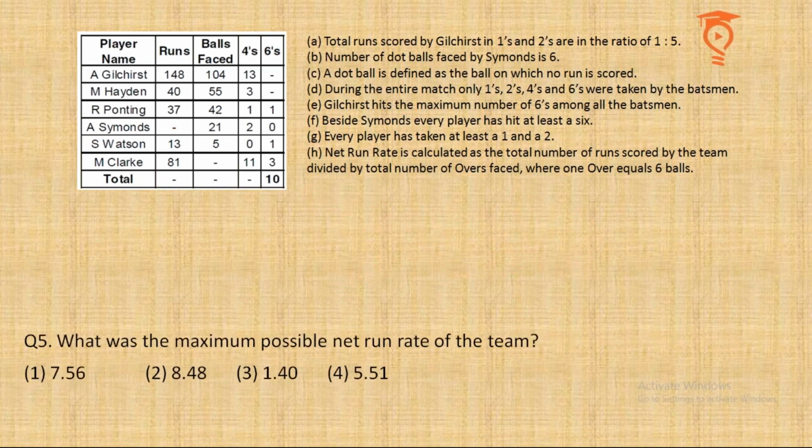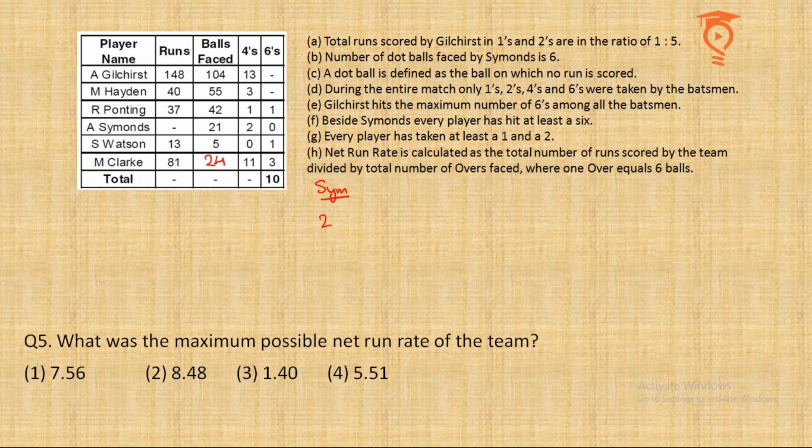And for the last question now, what was the maximum possible net run rate of the team? For the maximum possible net run rate of the team, we need to be clear about two things. One, we have to make maximum runs for Simons and minimum balls faced by Clark. So in the first question, we already found the minimum number of balls faced by Clark. So for the run rate to be maximum, the denominator, that is the number of balls, has to be minimum, and the numerator, that is the number of runs, has to be maximum. And we again have to talk only about Simons, and this time we have got to maximize his score.